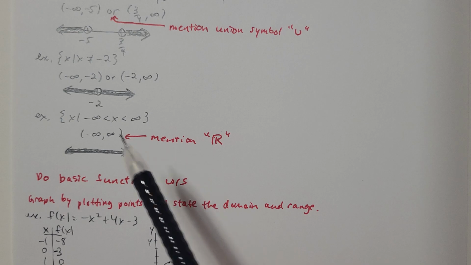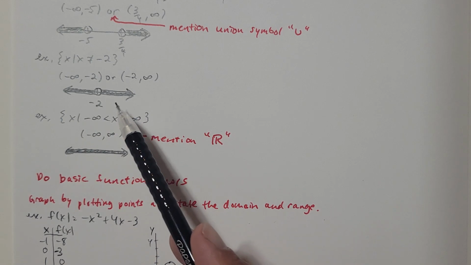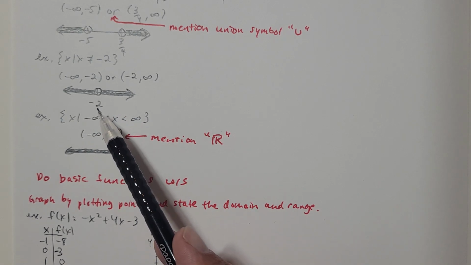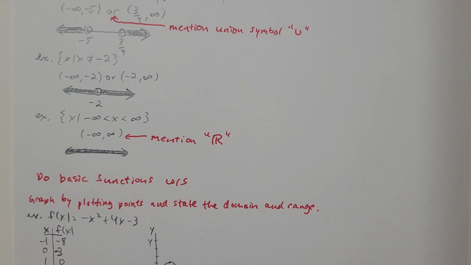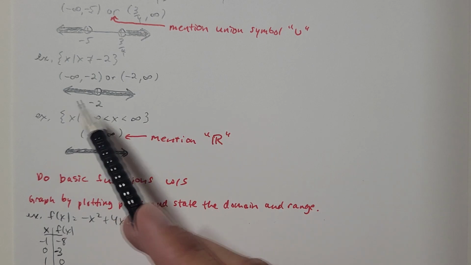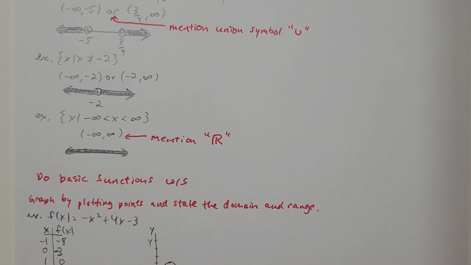Here's the graph of the solution. So I'd mark out -2. I got an open circle at -2 because I'm not including -2. And I'd shade everywhere else except for -2.